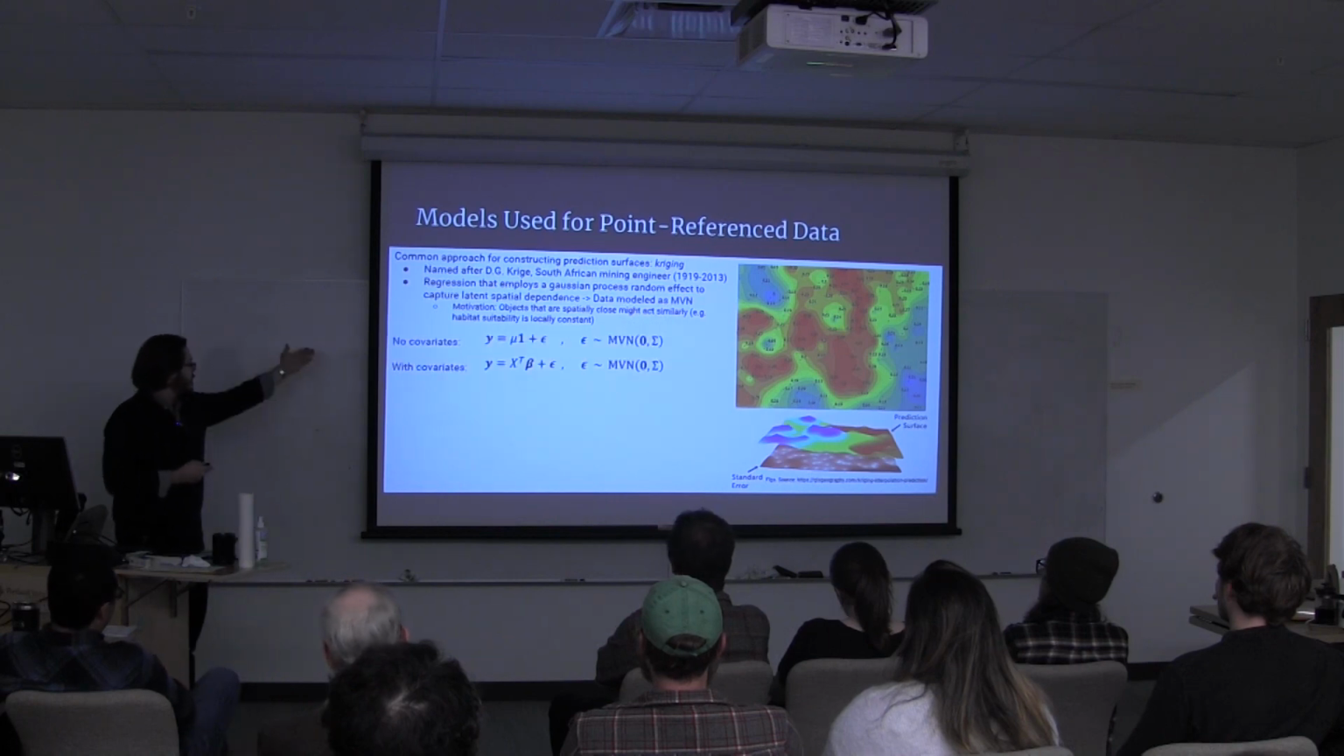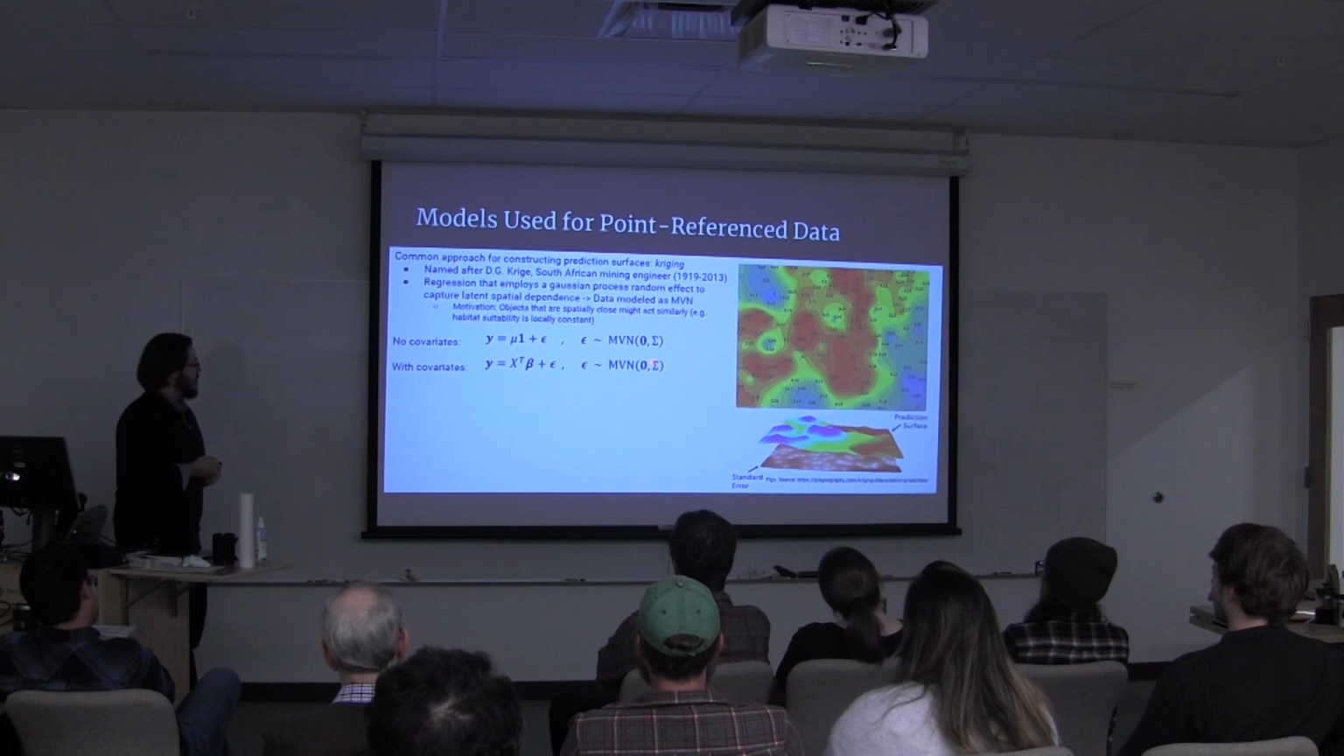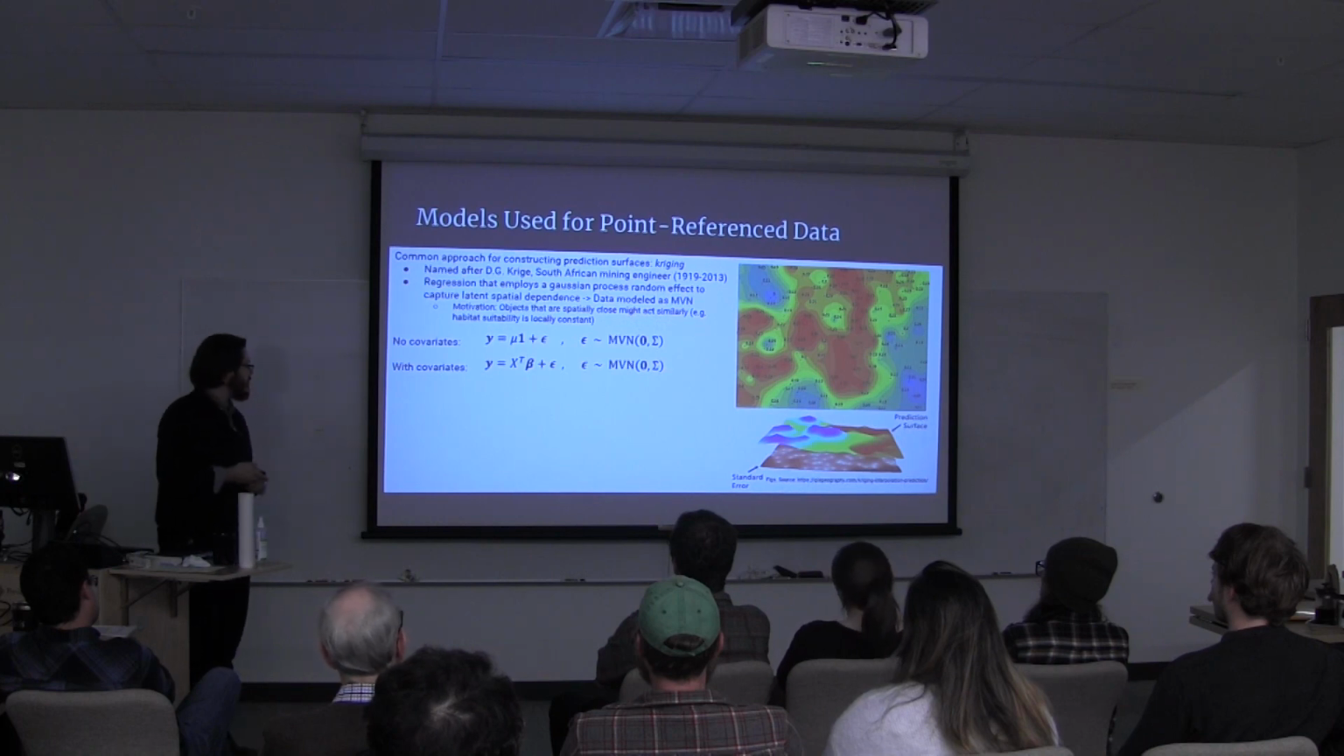So here is the basic layout of how we would model our data. Our data is multivariable normal. We can use no covariates or with covariates, because of course this is the more general case. This is what I'm going to carry on through the lecture: having covariates. And then here the errors are multivariable normal with this sigma matrix.